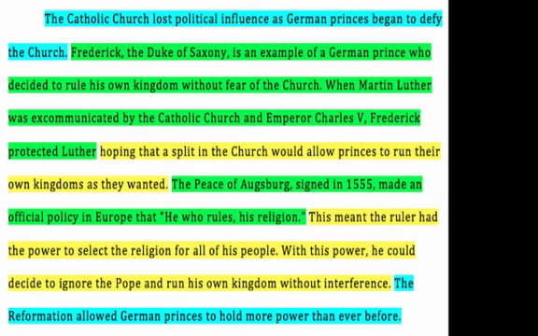Okay. Now here's an example of one written out. My topic sentence: the Catholic Church lost political influence as German princes began to divide the church. Now I need to prove it. Evidence: Frederick, the Duke of Saxony, is an example of a German prince who decided to rule his own kingdom without fear of the church. When Martin Luther was excommunicated by the Catholic Church and Emperor Charles V, Frederick protected Luther, hoping that a split in the church would allow princes to run their own kingdoms as they wanted.